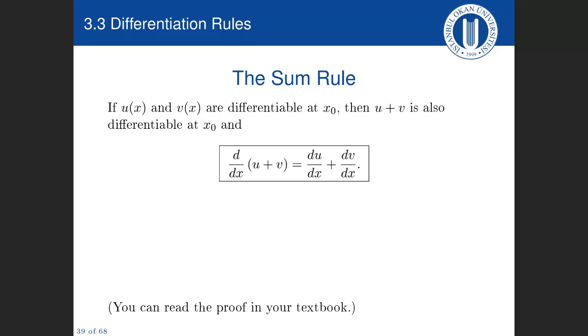Our next rule is the sum rule for derivatives. If u and v are differentiable at x0, then u plus v is also differentiable at x0. And we have the formula that the derivative of u plus v is equal to the derivative of u plus the derivative of v. This one I'm not going to prove. The idea is the same as the last one. We just use the definitions of the derivative, and we use the sum rule for limits to prove that this equation is true. You can read that in your textbook if you want.